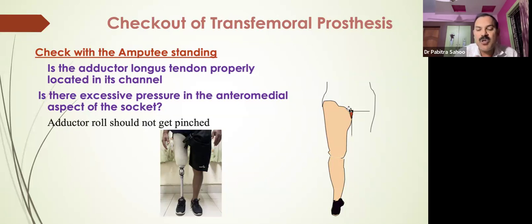If the patient is standing in an abducted way, ask why you are standing like this. You can ask a leading question: do you feel any impingement over the perineal area? Look for the adductor roll. You will see from the back that the adductor muscle bulk will be prominent on the medial side. That suggests impingement of the adductor roll.